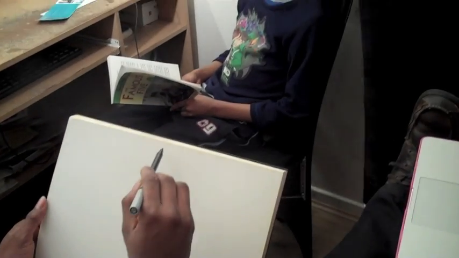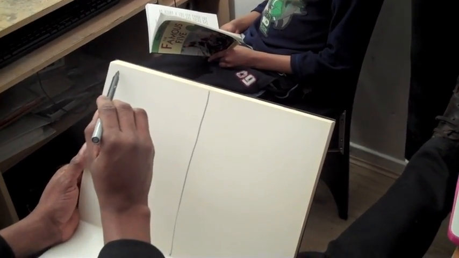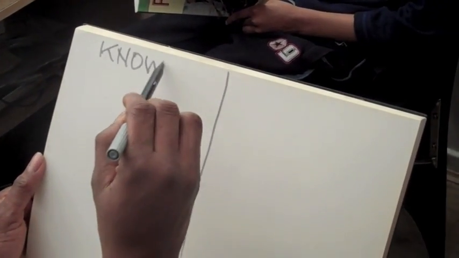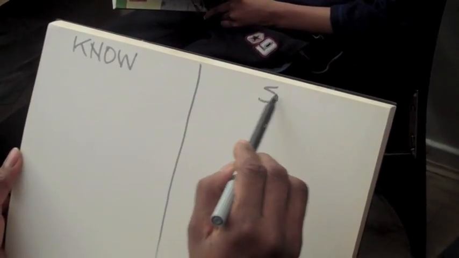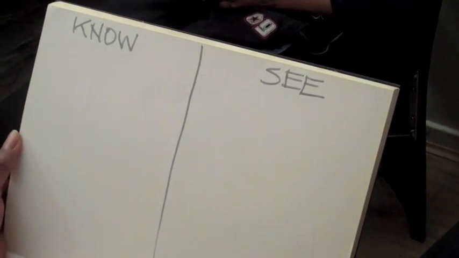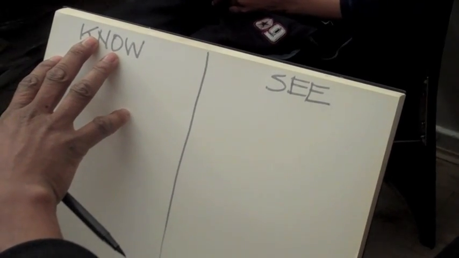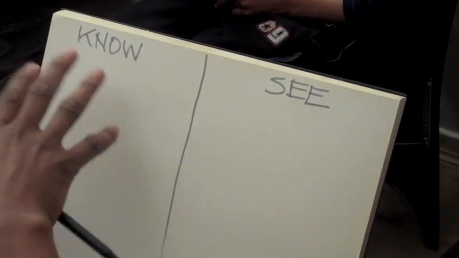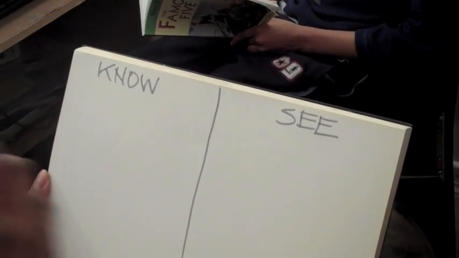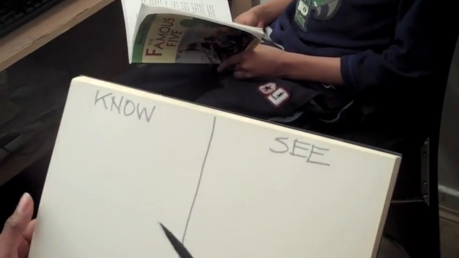So basically, I have a line, and one side I will call it "know." This is what I know about what I'm going to sketch, and this is what I see. If you keep on sketching what you know, it would end up being like what you know. But you don't want that to happen. You want to sketch what you see so it would look like what you see.